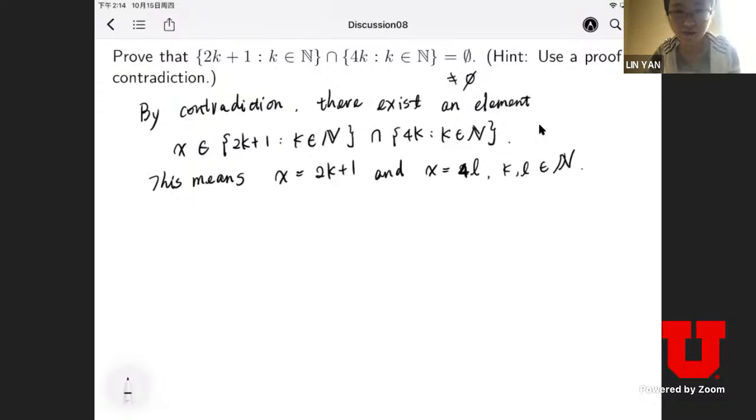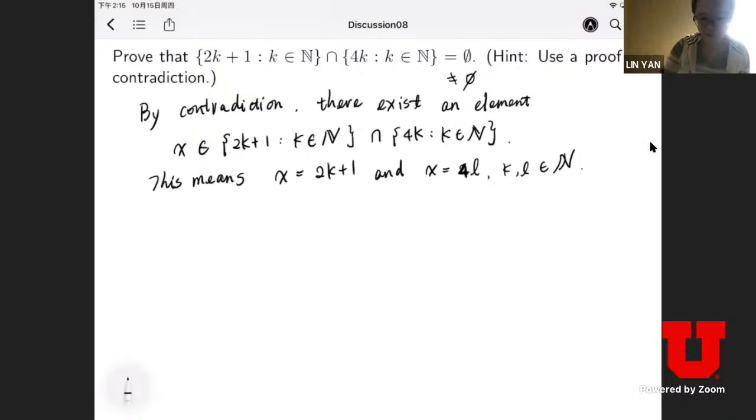Okay, here is a comment. Assume not empty, then has an element X such that X is equal to 2k plus 1 and X is equal to 4m. Yeah, correct. Peter has already given us the pipeline he used to solve this problem. That's a great comment, and it is correct. And then I will use another method to prove it.